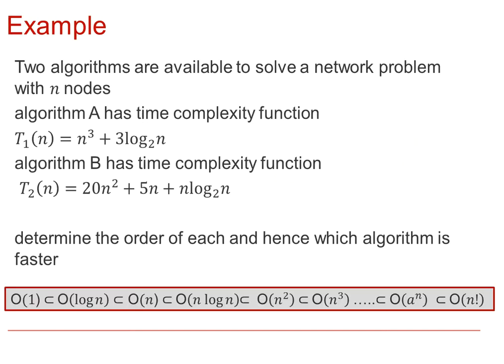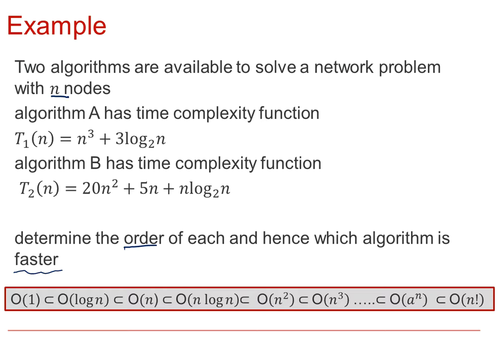The lower the order, the faster to run the algorithm, especially when the size of a problem is larger. In this example, we have two algorithms that are available to solve a network problem with n nodes, in other words, size n. Algorithm A has time complexity function T1(n) equal to n cubed plus 3 log to the base 2 of n, while algorithm B has time complexity function T2(n) equal to 20n squared plus 5n plus n log to the base 2 of n. We need to determine the order of each and hence which algorithm will be faster.